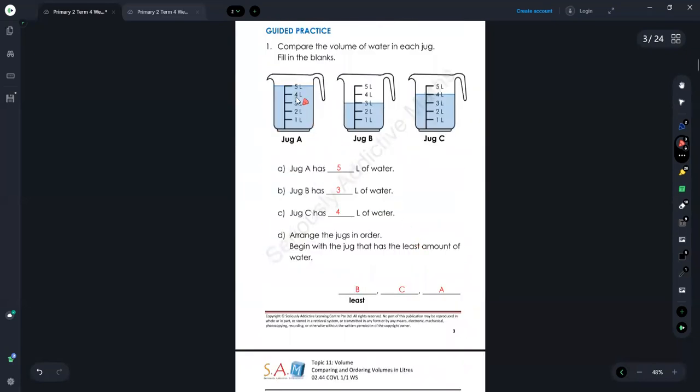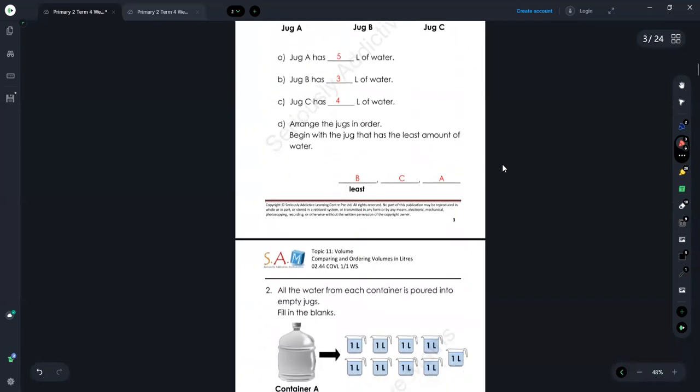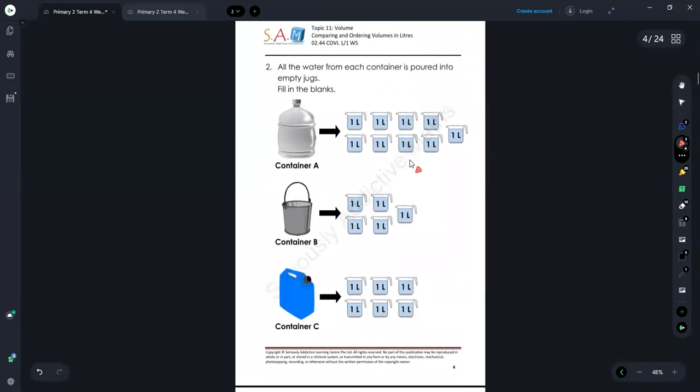Okay, so this is quite easy for them to read, right? They will be able to tell 5 liters, but get them to go to guided practice anyway, right? So here, do they need to write? Whether it's 5 liters or 3 liters, I think it's quite clear cut. They don't really have to do that. Okay, they just fill in the answer and then check that they have arranged it beginning with the least amount, right? So from smallest to biggest.